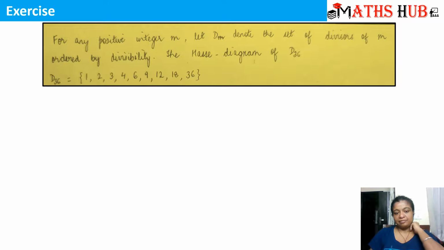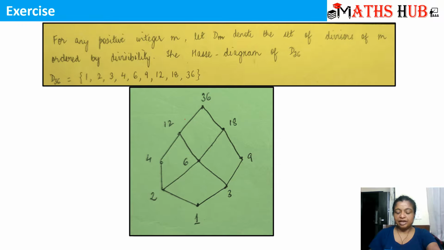Dm, where m is any positive integer, and it denotes the set of divisors of m. So if D36 is given, that means we have to write all those positive integers which divide 36, right? All the divisors of 36. So 1, 2, 3, 4, 6, 9, 12, 18, 36 are all the possible divisors of 36. And when you check the Hasse diagram, you'll get the structure like this, right?